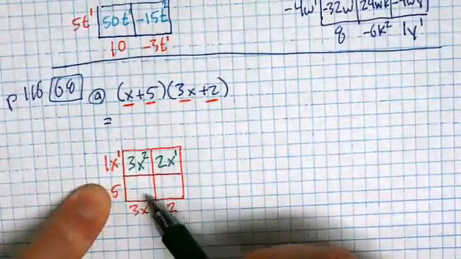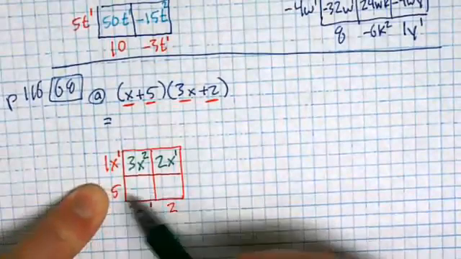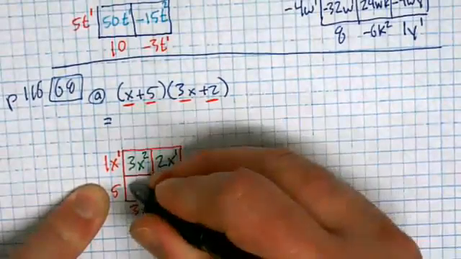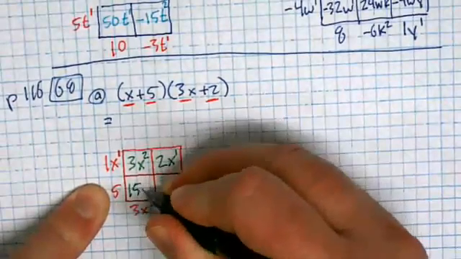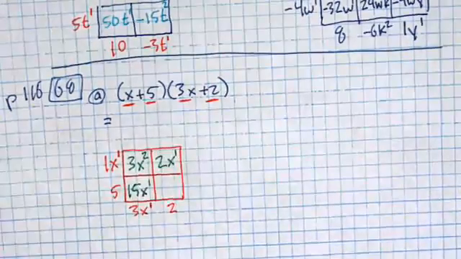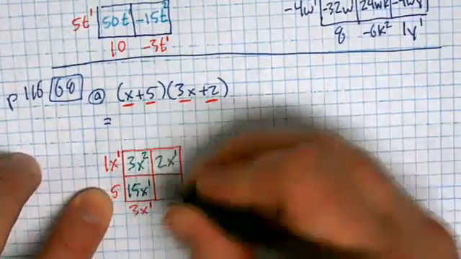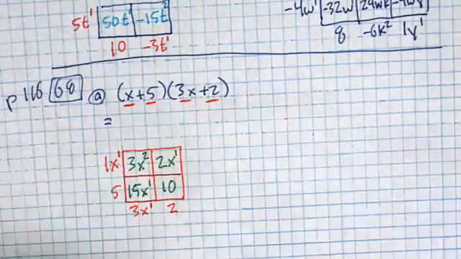Moving down to the bottom left, I'm going to be doing 5 times 3x. 5 times 3 is 15, and I do have an x to the first that needs to go in there. And our last square here is going to be 5 times 2. That's easy. That's just 10. No variables there.